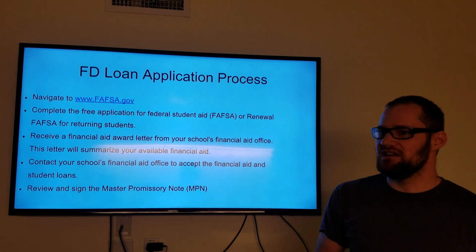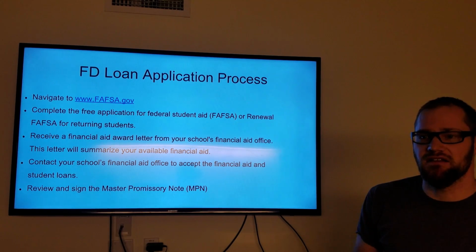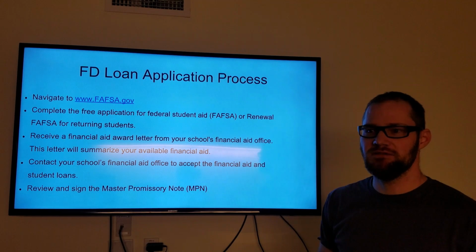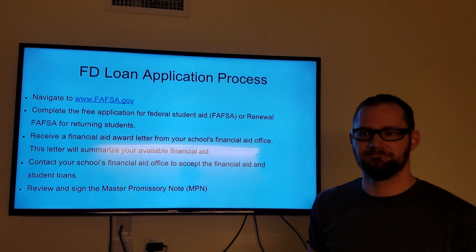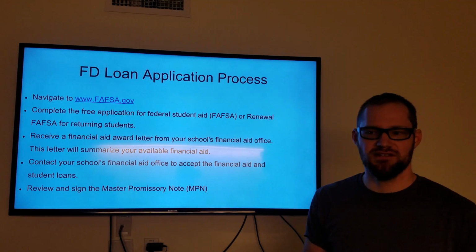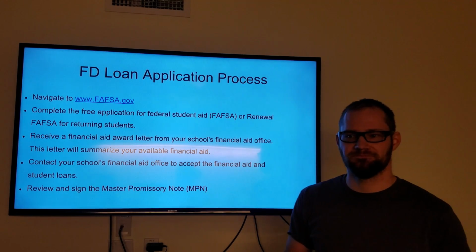Okay, the application process. Here it is. Navigate to www.fafsa.gov. Complete the Free Application for Federal Student Aid, known as a FAFSA, or renewal FAFSA for returning students. Receive a financial aid award letter from your school's financial aid office. This letter will summarize your available financial aid.